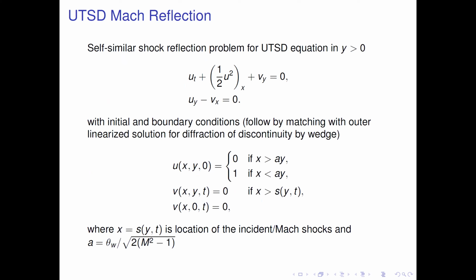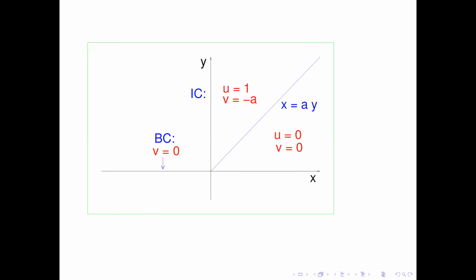All right, and then again with a bunch of asymptotics that I'm not going to go into, the weak shock thin wedge problem is described by this UTSD equation. Let's say we just think about the upper half of the wedge with the following boundary conditions. So, initial boundary conditions. And it's maybe easiest if I just show you a picture of those initial conditions.